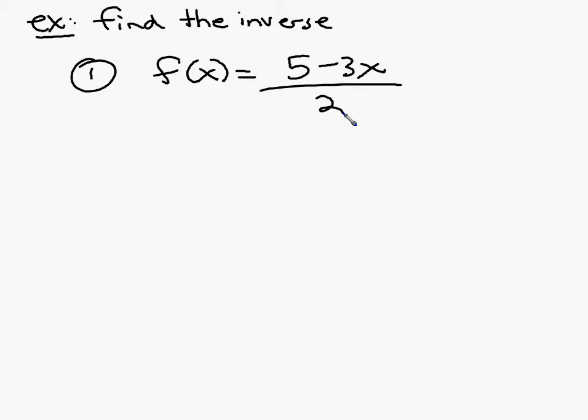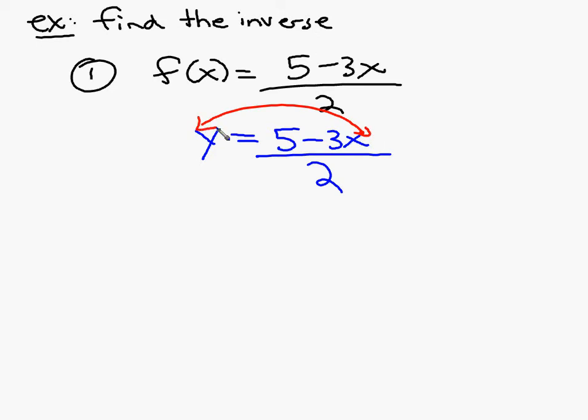Well, let's just follow our steps. I know that f of x is the same thing as y. So y equals (5 minus 3x) over 2. And now I have to switch the x and the y. I have to trade places with these two. So I need to rewrite this. Now it says x equals (5 minus 3y) over 2.